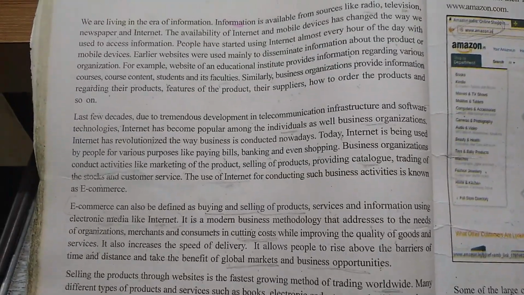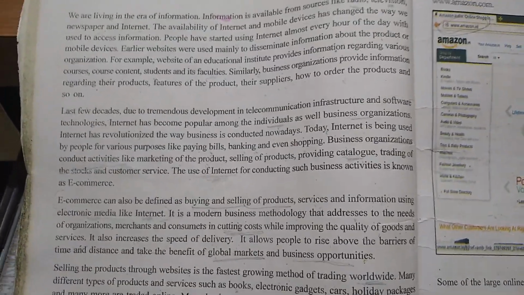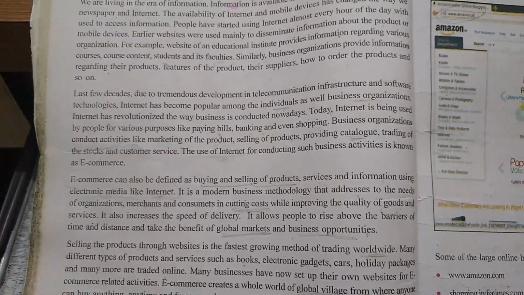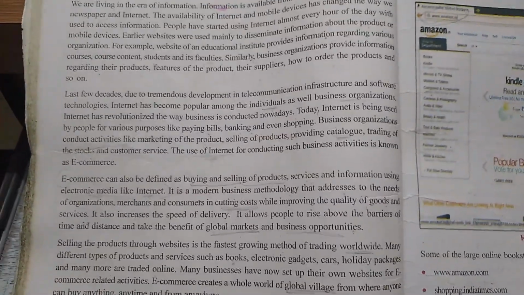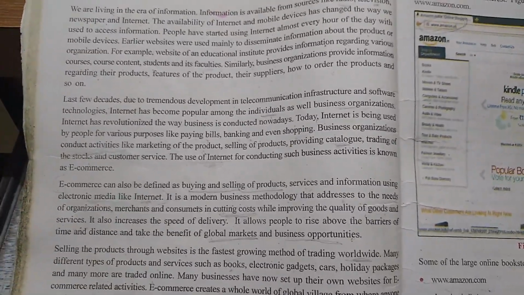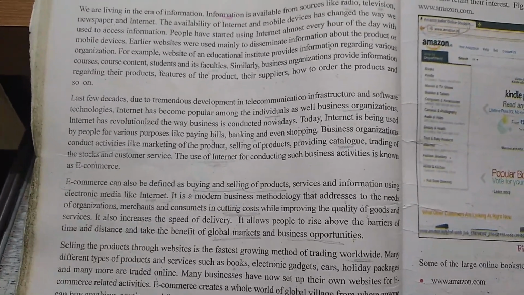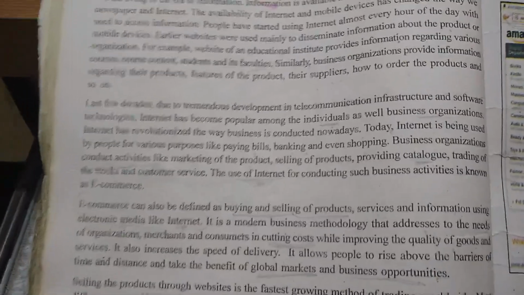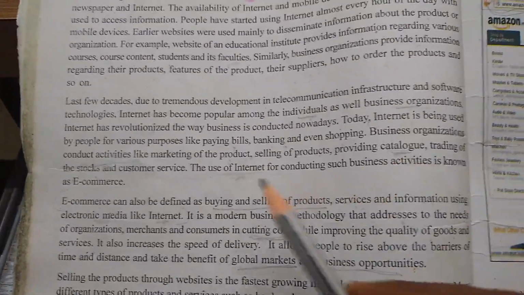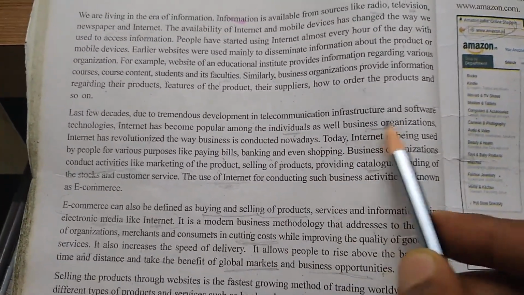In the last few decades, there has been tremendous development in telecommunication infrastructure and software technology. As you all are aware, in the last 10 years the situation of the internet has completely changed. Nowadays the internet is almost free of cost. Speed has also increased, 4G, and we are about to go for 5G. This indicates that the way people transact with each other has changed the situation of the whole of life. It indicates that the internet has become popular among individuals as well as business organizations.